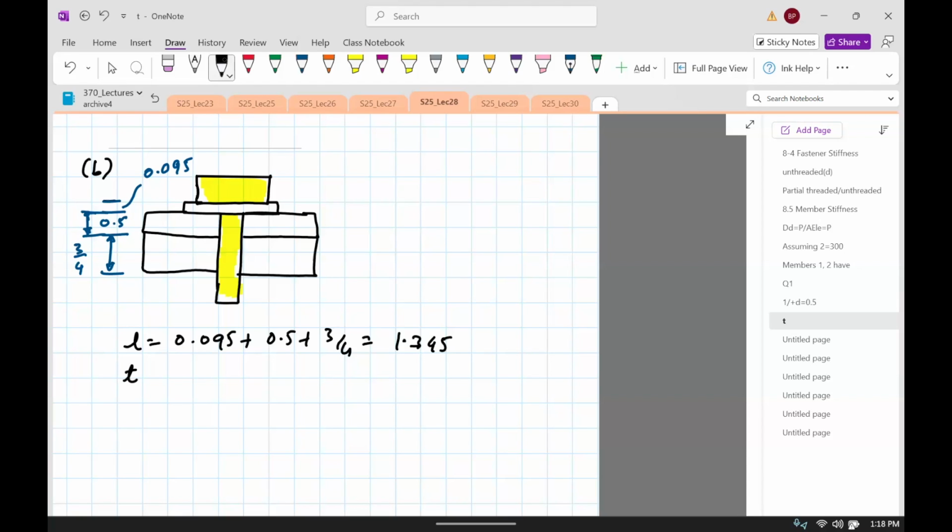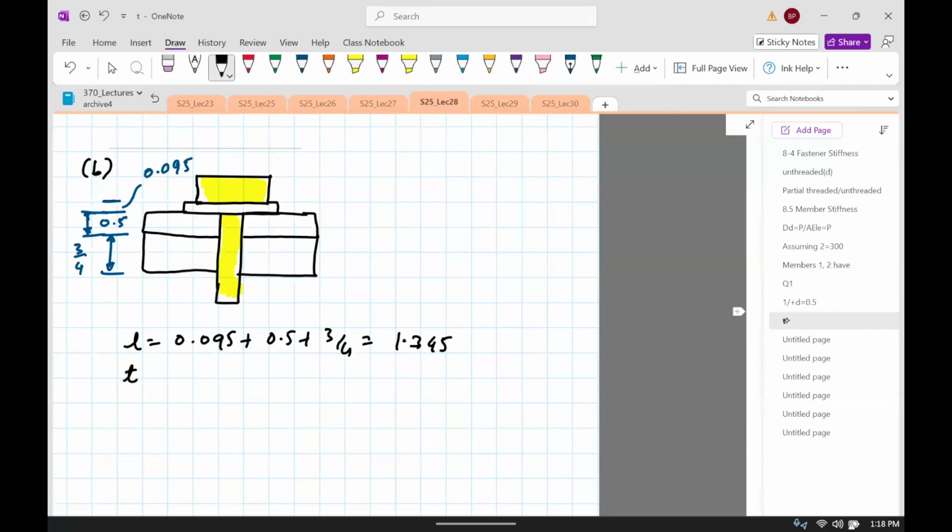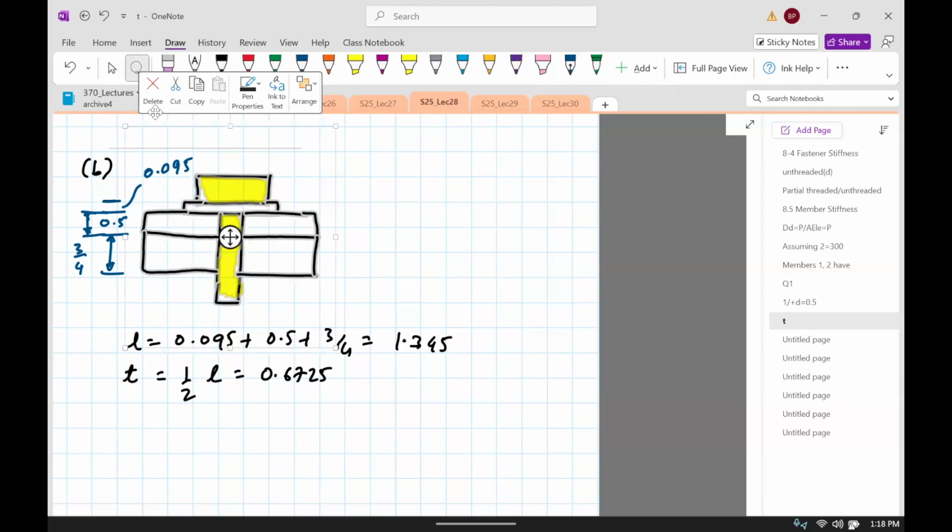of that. So the T, remember, if you see this figure, T is basically this distance from here to here. So that is equally divided. So half of L, so it is 0.6725. So now that we've got T, let's redraw this figure with the cones. Okay, so the same figure with the cones.